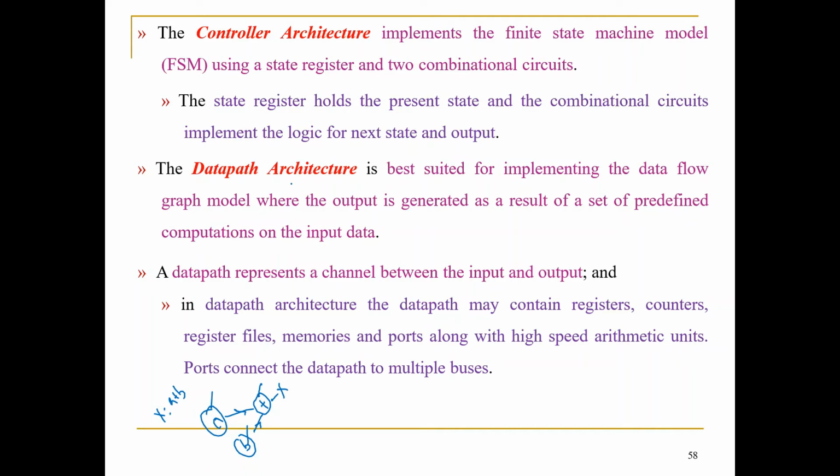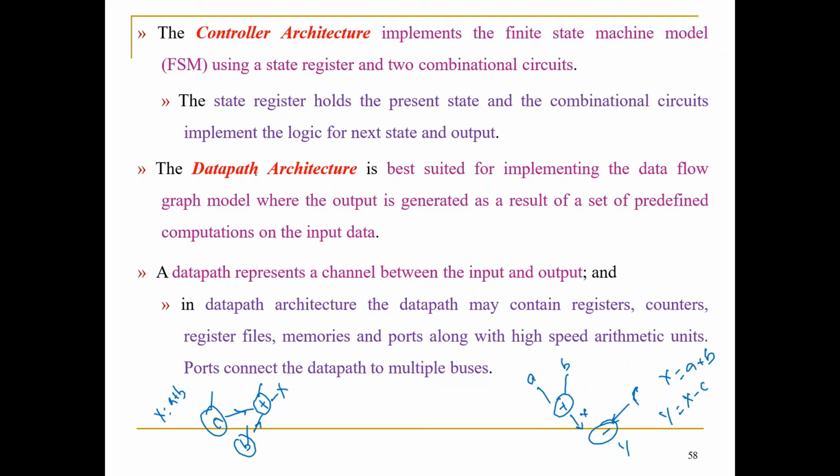Data path architecture is also very similar to your controller architecture itself, but it is best suited for implementing the data flow graph model. You would have studied all these things. DFGM you would have studied, where the output is generated as a result of predefined computations on the input data. It is something like this. A will be here, B will be here, addition happens here, this will be X, this is Y, C is here, this is going back here, this is minus. So Y is actually X minus C, and X is equal to A plus B. So that is your data path architecture.